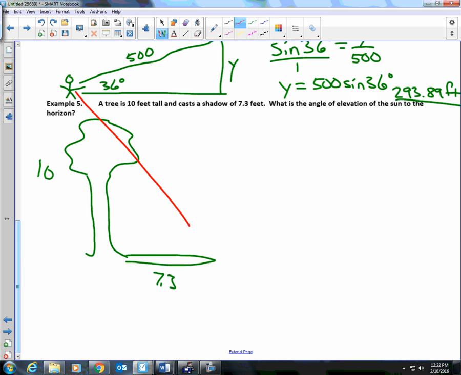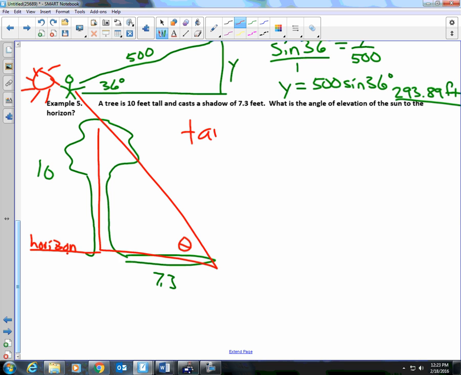So the question here is, I have a triangle. What is the angle of elevation of the sun to the horizon? So the horizon is out this direction. Sun is red, super hot. What is that angle of elevation? Okay. And again, my application might be the rise and the run of a set of stairs. So what angle do I need? So I'm looking for an angle here. Can somebody tell me which trig ratio do I set up?